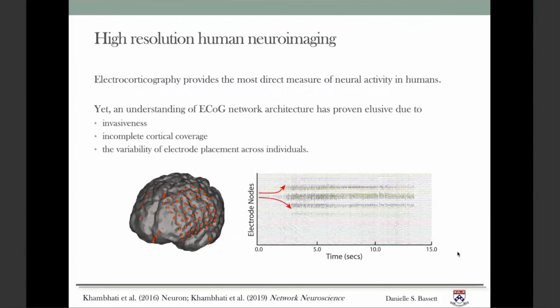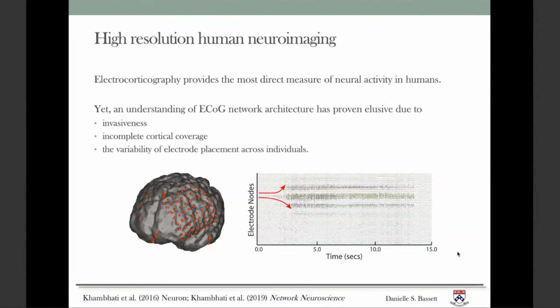So as we know, electrocorticography provides a very beautiful direct measure of neural activity in humans, but it's been challenging for many years now to understand the patterns of functional connectivity that are present in ECOG at the whole brain level. And largely that's because there are three key challenges. One is that the measurement modality is invasive, which means that we cannot actually acquire this in most humans. It is usually only used for localizing seizure foci in medically refractory epilepsy.